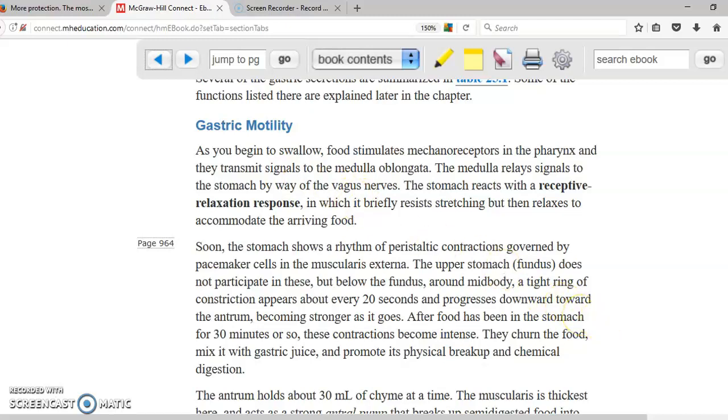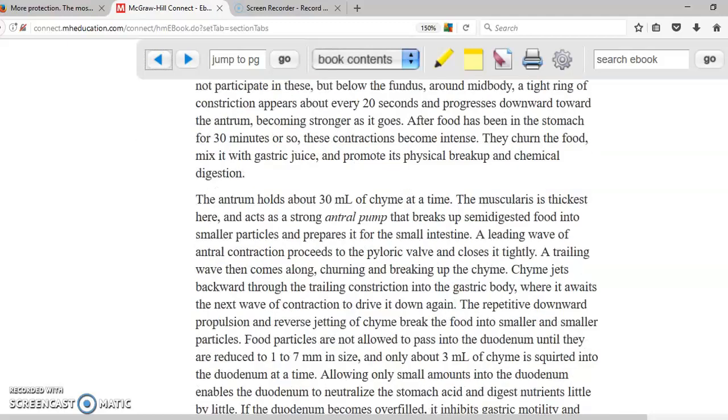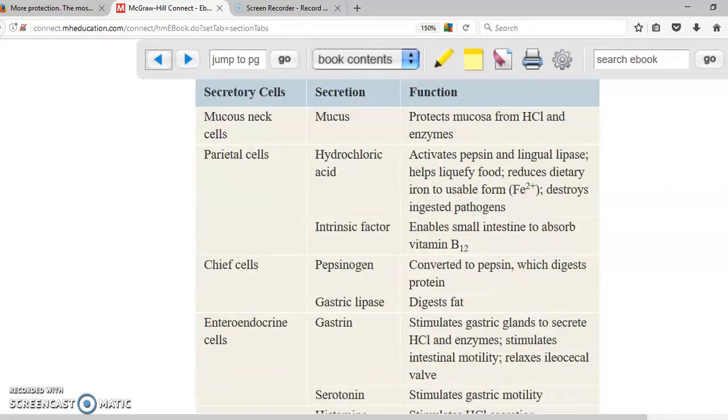Once the food reaches the stomach, it is going to start moving, turning and churning, trying to mix the food with the acid to start breaking down the food. Here you have a nice summary of the functions of each one of these cells. Parietal cells produce hydrochloric acid and intrinsic factor.